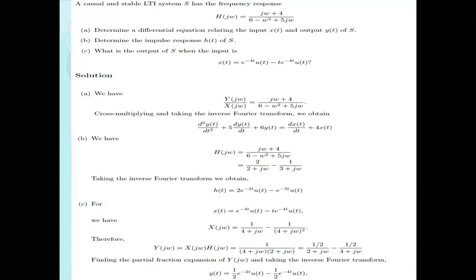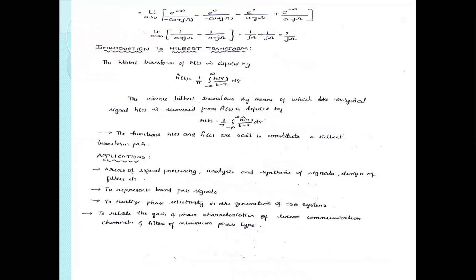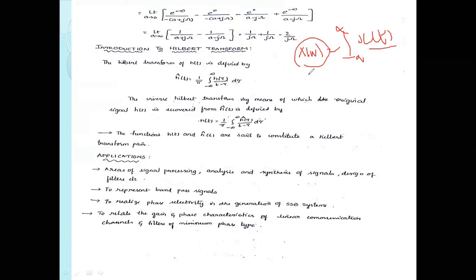So with this, the inverse Fourier transformation is completed, and the last topic in this unit is the Hilbert transform. The Hilbert transform is converting time domain to time domain. H cap of t is defined by h cap of t is equal to 1 by pi, the integral minus infinity to infinity, h of tau by (t minus tau) d tau. So actually the Fourier transformation is X of omega in terms of x of t. Okay, x of t is a time domain function, X of omega is a frequency domain function.